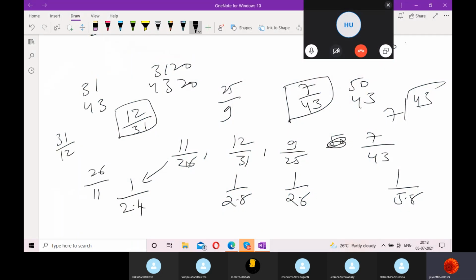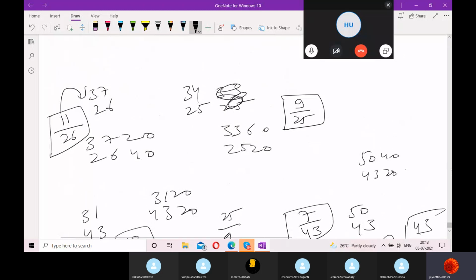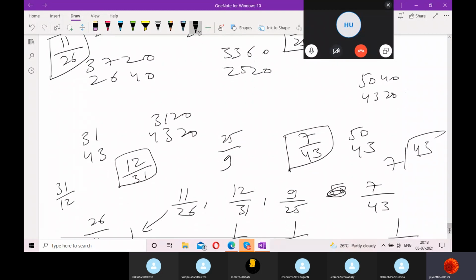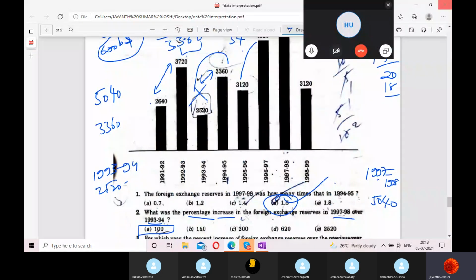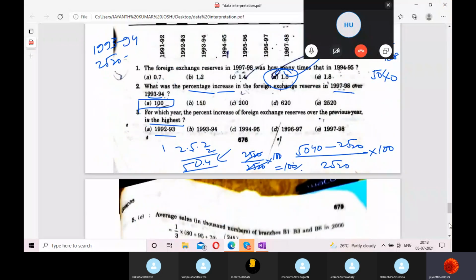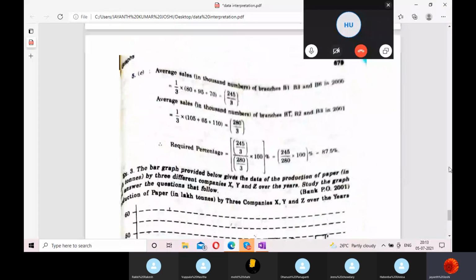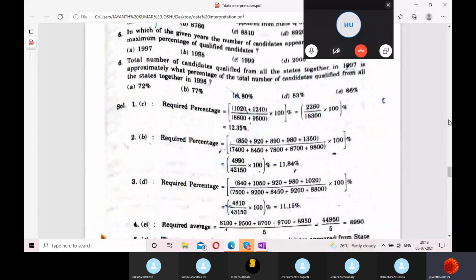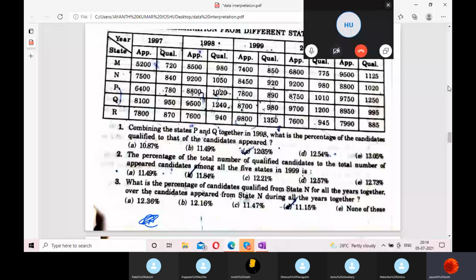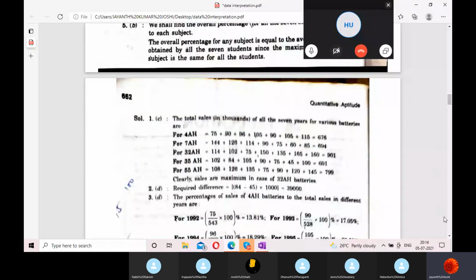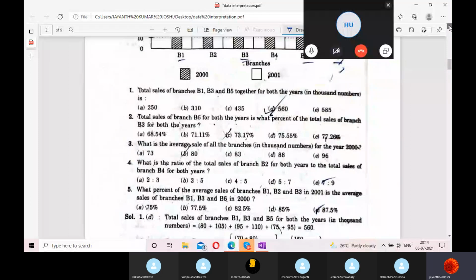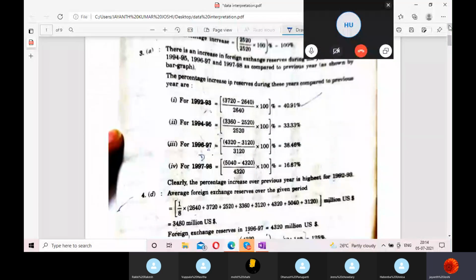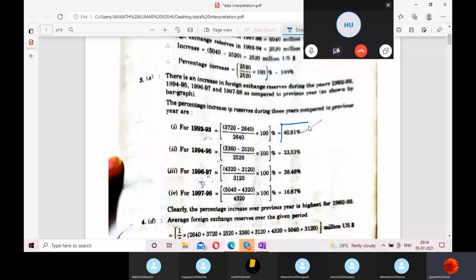So in this figure I am getting the maximum as 11 by 26. 11 by 26, for 26 was for which year? Let us see. It was for 37 and 26 now. So 37 and 26. So 91, 92. Let us see. 92 and 93. Okay. So I am absolutely right. Here it is 40.91. This is the highest.